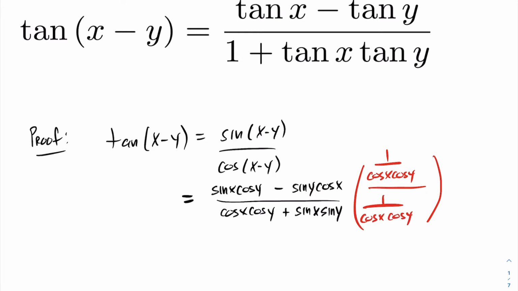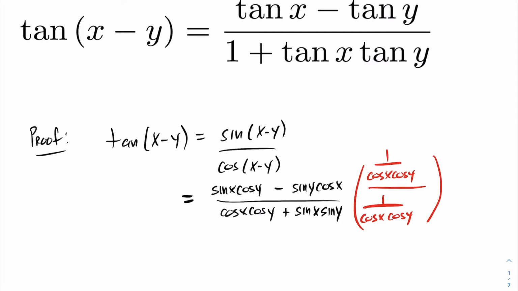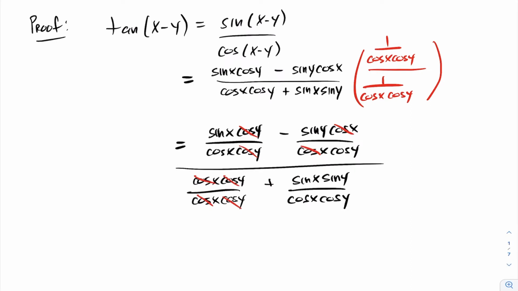Now you notice here, we're going to take the 1 over cos x, cos y. That's going to get applied to each of these terms on the top and each of these terms in the bottom. Doing so, distributing this in the top and bottom here, we have some cancellation. You can see here the cos y's will cancel, and here the cos x's will cancel, and here the cos x's cancel and the cos y's cancel, and in the final term we have no cancellation.